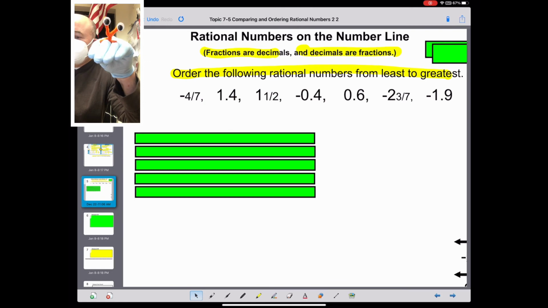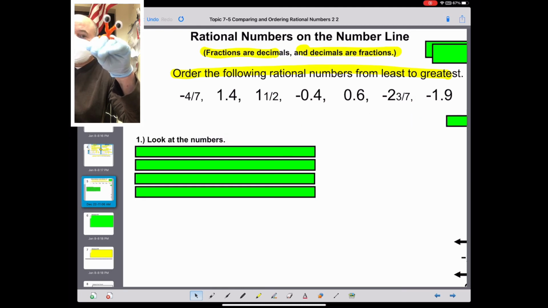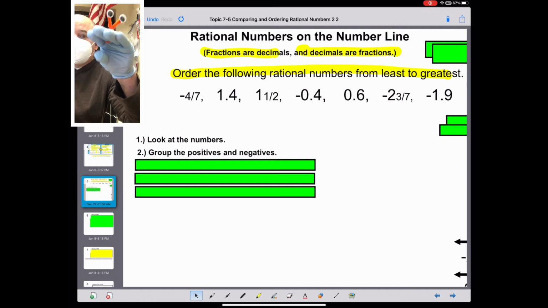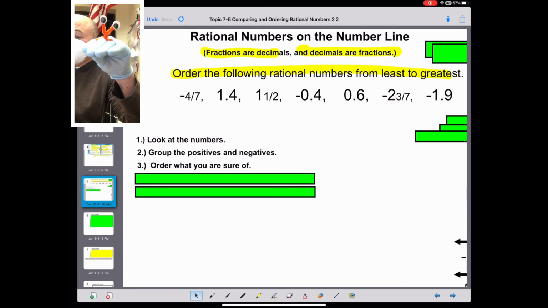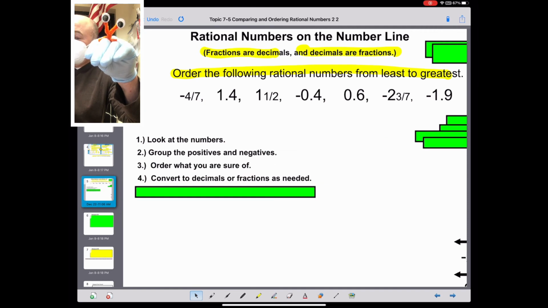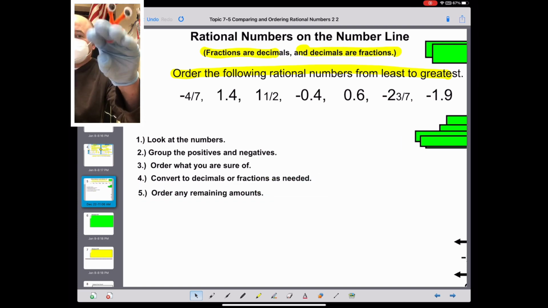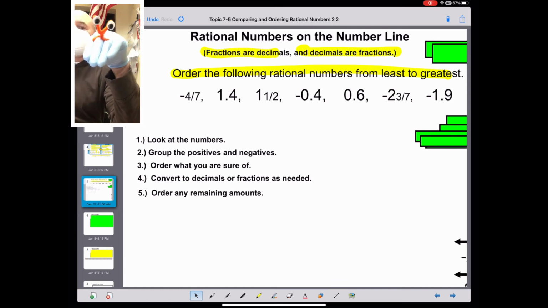All right, how do we do, Mr. Trolla? Oh, good. Well, did you teach the kids about these steps? The first step, to look at the numbers and use your number sense. Did you teach them to group the positives and the negatives? Did you have them order what they were really, really sure of? And then did you have them convert any decimals or fractions as needed? Very good. And the final thing was probably you took the remaining amounts and put them in order, right? Okay, Mr. Trolla, do you need to pause the video for anything? Very good. Okay, let's move on.